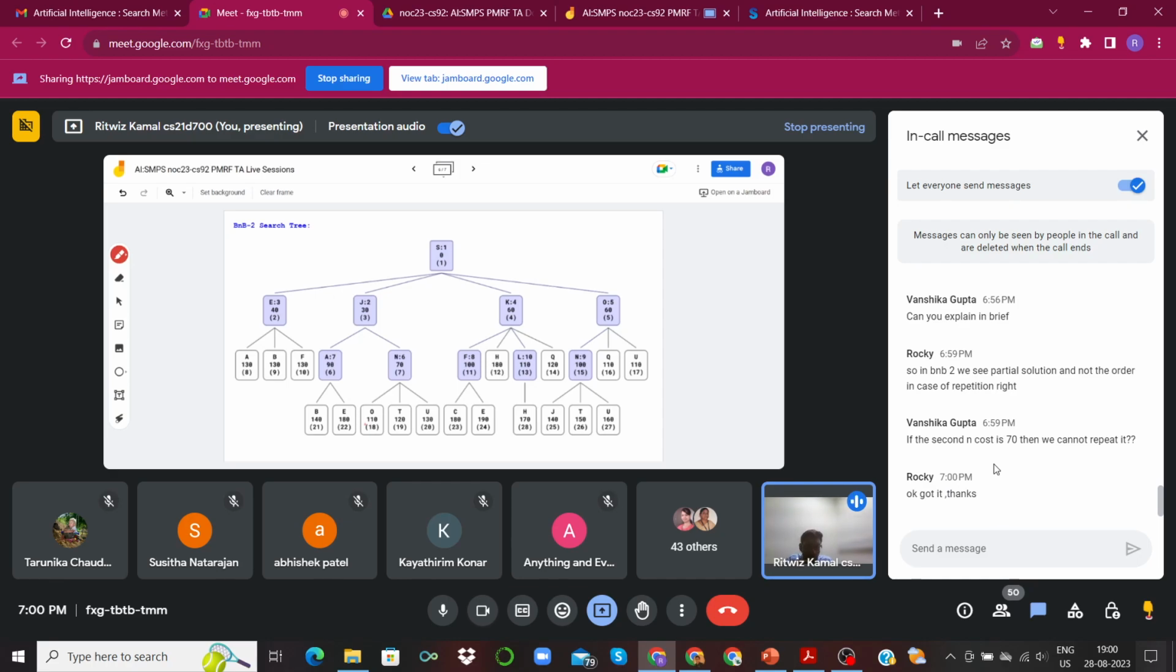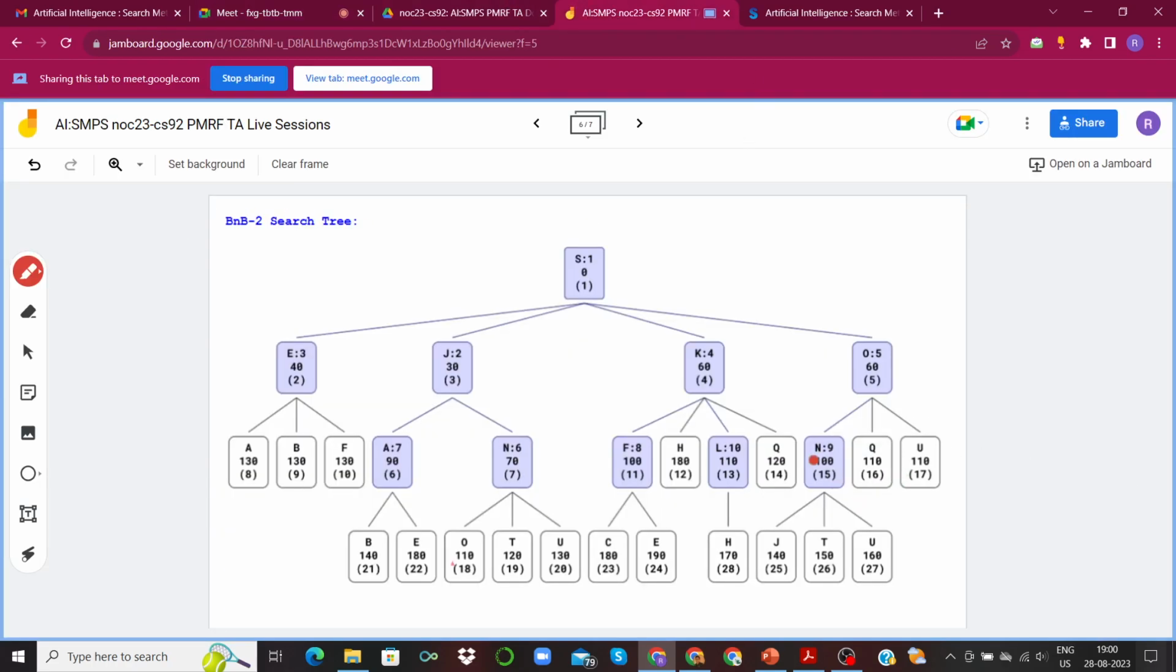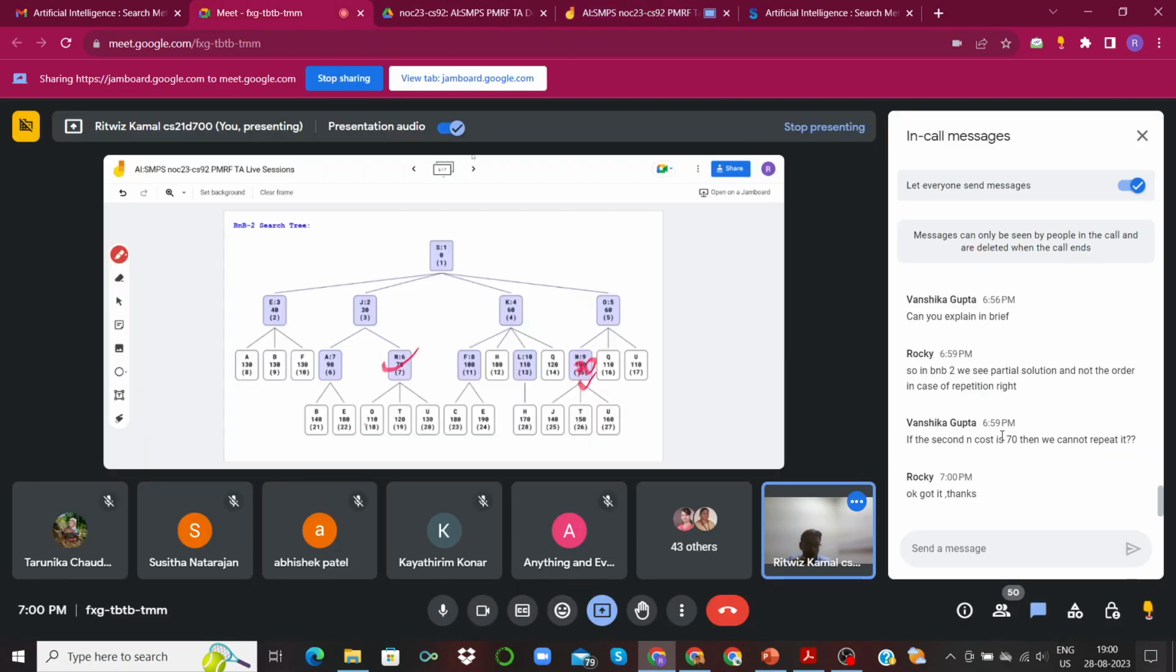One other query was: if the second N cost is 70, then can we not repeat it? If the cost of the second N had been something like 70, then even at the beginning we could have chosen that particular solution, right? What I think you mean to ask is that if this had been 70, whether you would have chosen this one or this one. That's what you mean to ask, right, Vanshika?